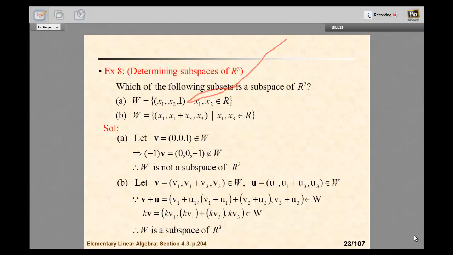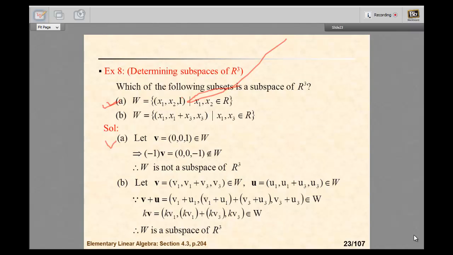Whenever these two properties hold, then we say that it is a subspace. Now, determine a subspace. Which of the following subsets is a subspace in R3? There are two questions. W is equal to (x1, x2, 1), where x1, x2 belong to R. So let's see.